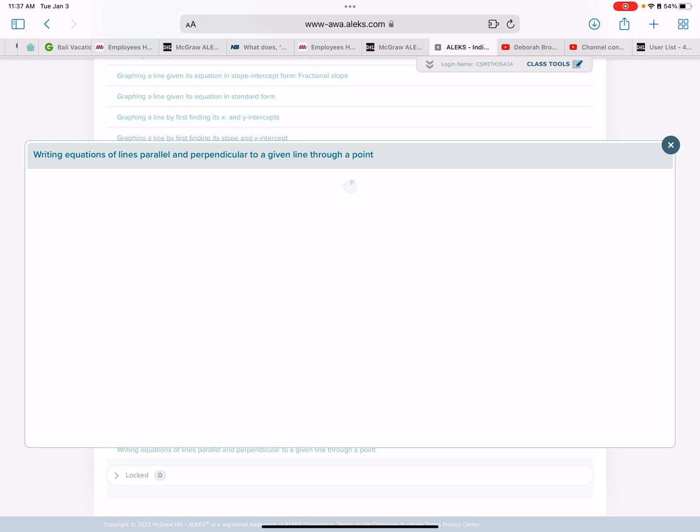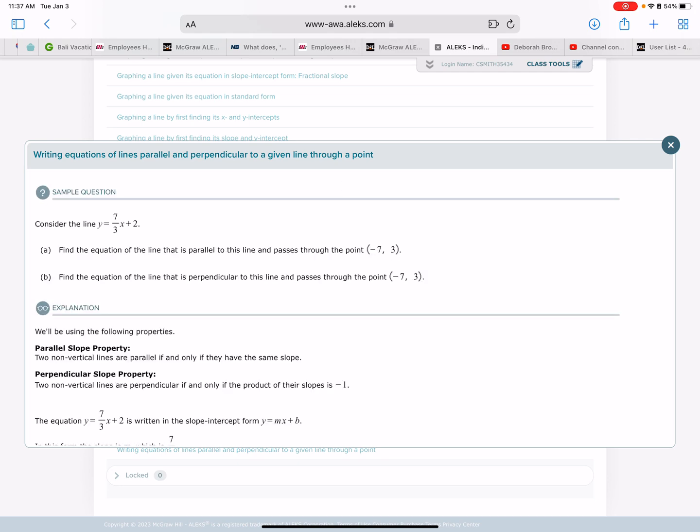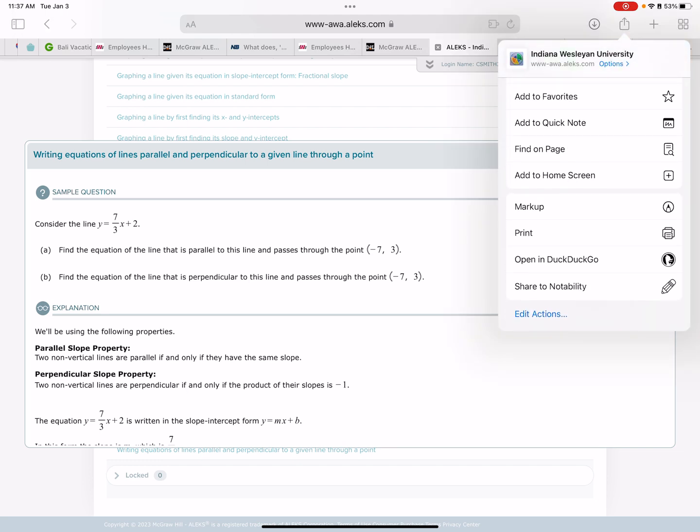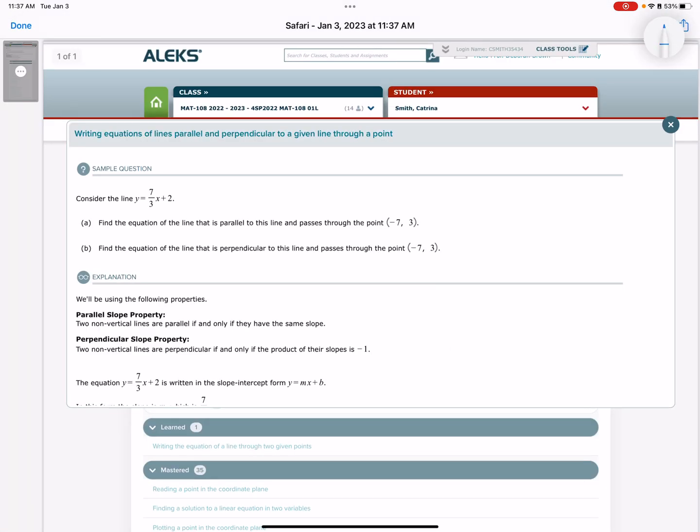I think there's one more after this, but it's the last one on this set. Consider the line y equals 7 over 3x plus 2. Find the equation that's parallel and passes through this point. Ooh, now we have to do 2 steps, and this one's also perpendicular. So first of all, it says parallel. What does parallel mean? Parallel means same slope. So I have to find what this slope is. This slope is 7 over 3. So I'm looking for one that's 7 over 3. And what about perpendicular? Flip it and make it negative, or if it's negative, make it positive, the opposite.